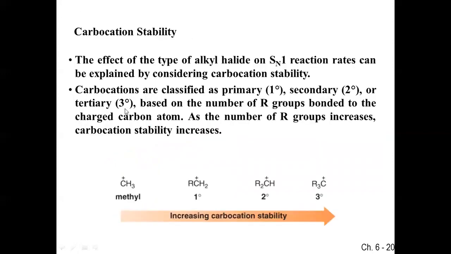Carbocation stability is the most important point over here. The effect of the type of alkyl halide on the SN1 reaction rate can be explained by considering the stability of the carbocation. Carbocations are, for example, methyl, primary, secondary and tertiary. As we move forward from methyl to tertiary carbocation, the stability increases.